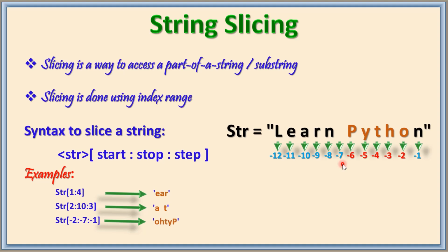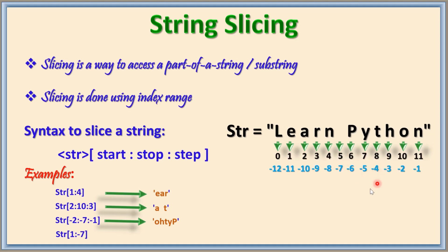Let us see the next example, with both positive and negative indexes mixed. str of 1:-7. So we have both kinds of indexes here. It starts from 1 and then ends at -7. So this -7 is not included. It should stop at -8. So it will be from left to right. So the step is +1 only. That is the reason it is not given here. So the output will be EARN.